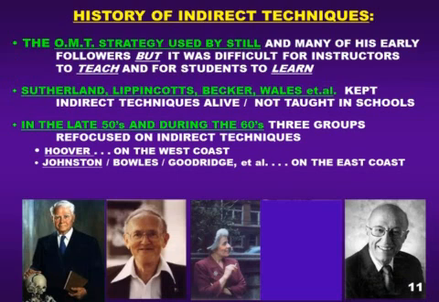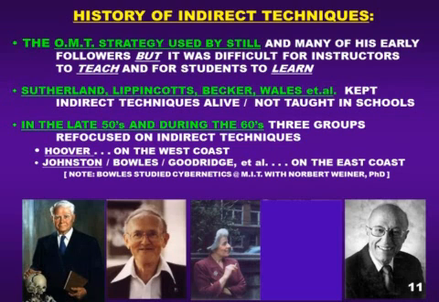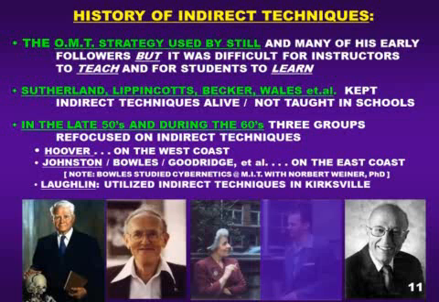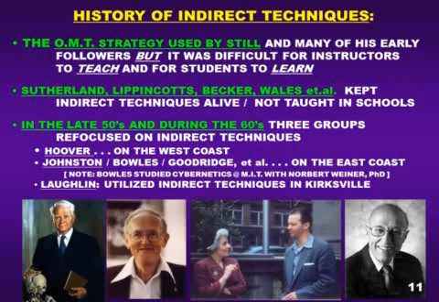In the late 50s and during the 60s, three groups refocused on indirect techniques: Hoover on the West Coast, and Johnson, Bowles, and Goodrich on the East Coast. It's interesting because Charles Bowles was a student of Norbert Wiener at MIT before he went into osteopathic medicine. And Wiener was developing his concept of cybernetics, or feedback loops. So this would make sense that the people on the East Coast were looking at functional techniques, because they saw them as an example of a cybernetic system. Then in Kirksville, George Laughlin was using indirect techniques, and he was a grandson of A.T. Still.